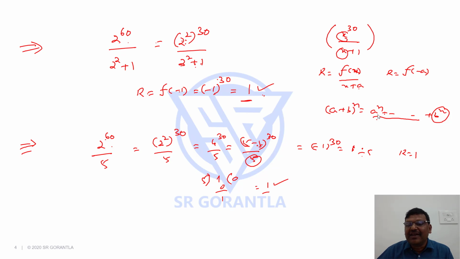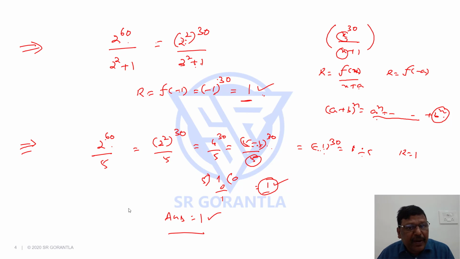A plus b whole power n expansion, if you recall, all terms will have a except the last term. 5 minus 1 whole power 30, if I write the expansion, 5 power 30 and so on, all terms will have 5 except the last term. All terms are divisible by 5, so all those terms' remainders are 0 except in the last case. The last term is minus 1 whole power 30, which is plus 1. Plus 1 when divided by 5, remainder is 1. That's going to be my answer, because all other terms' remainders are zeros. So hence the answer is 1.